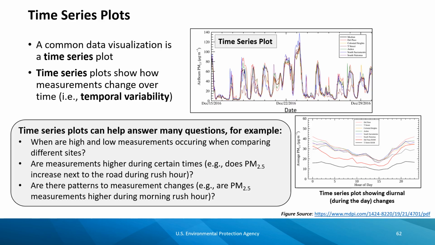Time series plots are a useful way to visualize sensor data and are commonly used to show how measurements change over time. This is also known as temporal variability. Time series plots can help to answer questions such as, when do high and low measurements occur when comparing different sites? Are measurements higher during certain times? For example, does PM 2.5 increase next to the road during rush hour? Are there patterns to measurement changes? For example, are PM 2.5 measurements higher during morning rush hour?